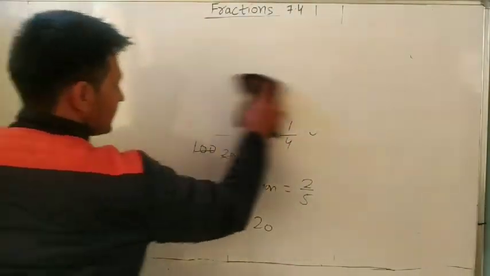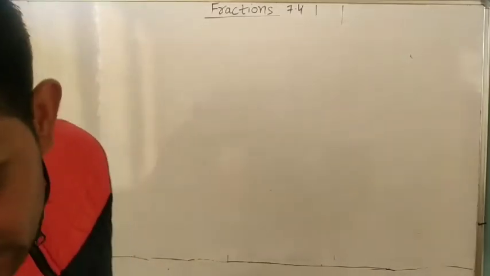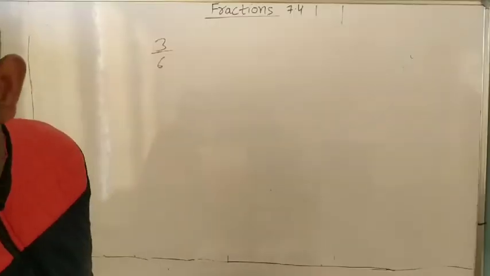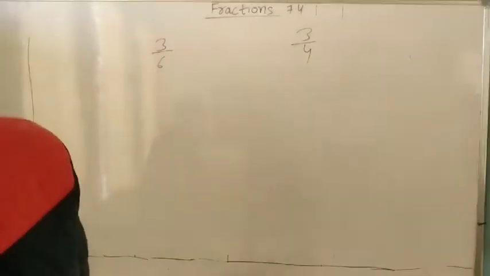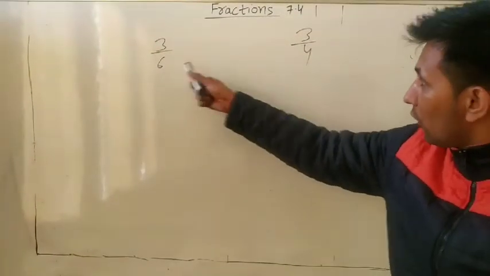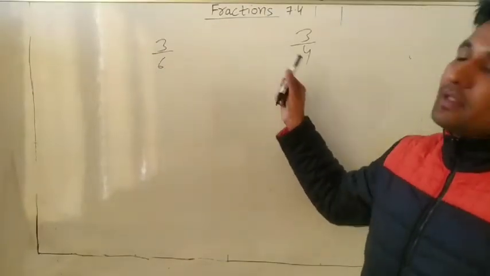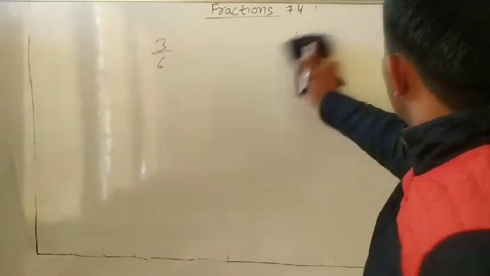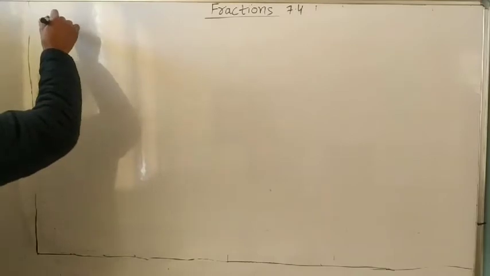In question number 9 it is given: Rafiq exercised 3 upon 6 of an hour and Rohit exercised 3 upon 4 of an hour. Who exercised for a longer time? So how can we find? First we will make the denominators the same and then we will compare. So do this question yourself. Easy questions.